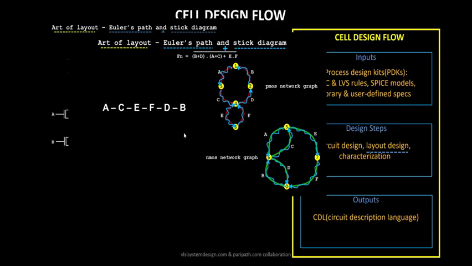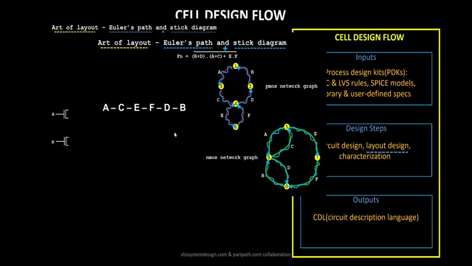In order to obtain the Euler's path, you might want to look into one of my courses on custom layout that will help you get the Euler's path. Euler's path is basically a path which is traced only once. That's what is called an Euler's path. For details, you might want to go into my custom layout course. Once you get the Euler's path for the PMOS and the NMOS network graph, in this case the Euler's path is A, C, E, F, D and B.